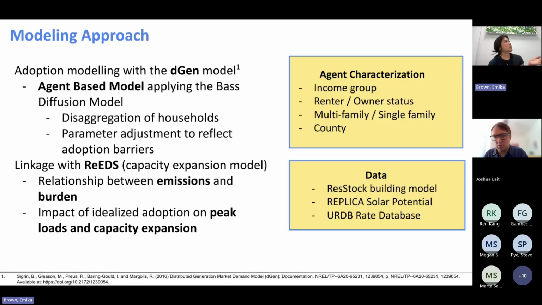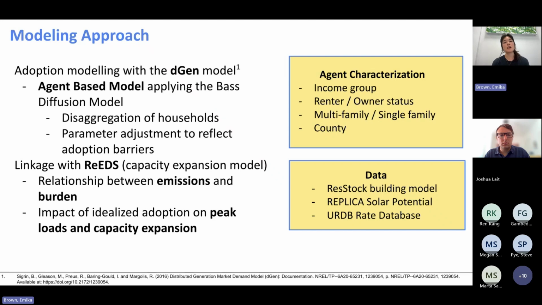And so to explore these questions, I'm taking a modeling approach either using or inspired by this model called DGEN, which is maintained and was developed by the National Renewable Energy Lab in the US. The DGEN model is an agent-based model that applies the Bass diffusion model, which is a technology adoption model that's been used to study the adoption of lots of different technologies beyond just energy system-related technologies.